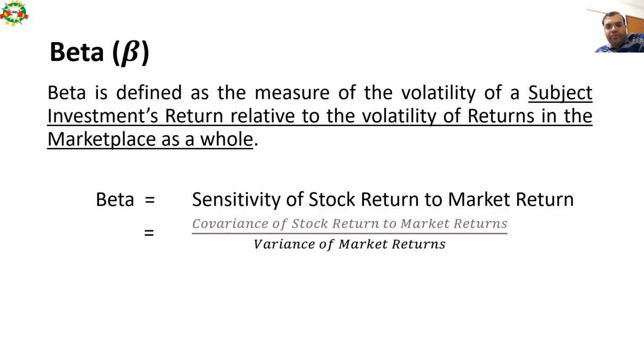It is calculated using the formula of covariance of stock return and market return divided by variance of market return. So a one mark question can come out of it, to calculate the beta of an asset. How to calculate this covariance and variance, we will discuss in our upcoming session on statistics, which we will take up later on.